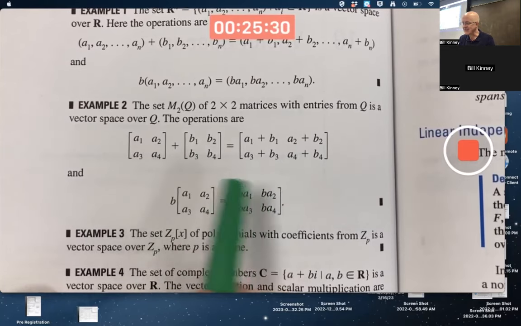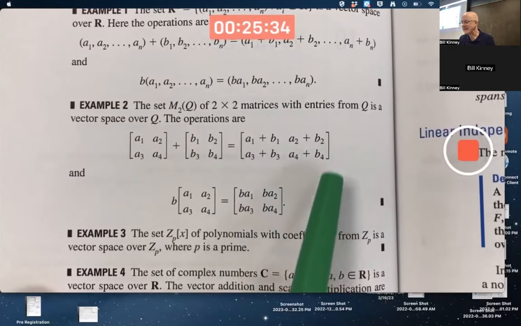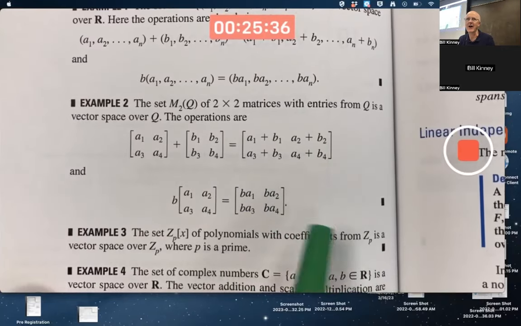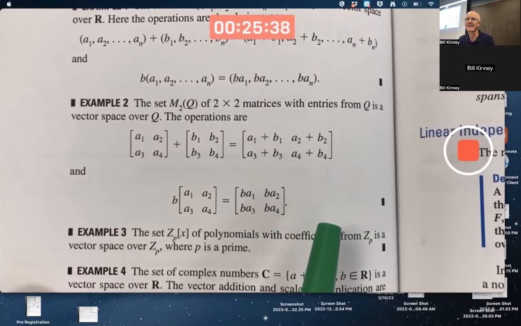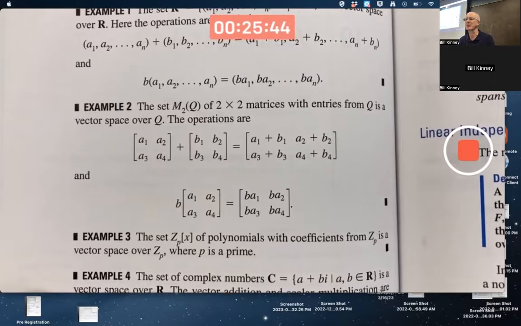We can add matrices and we can multiply them with scalars, component-wise. There's nothing special about using Q here. We could have used R. Matrices are vectors in this example. What other examples do you have in linear algebra?